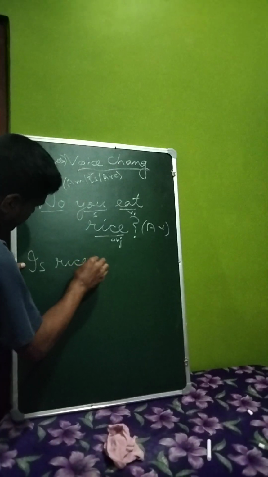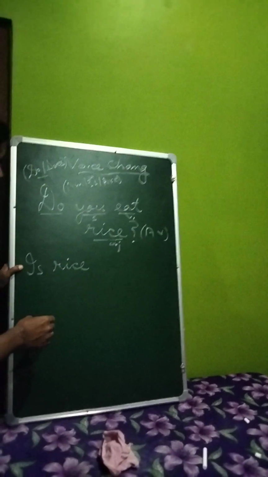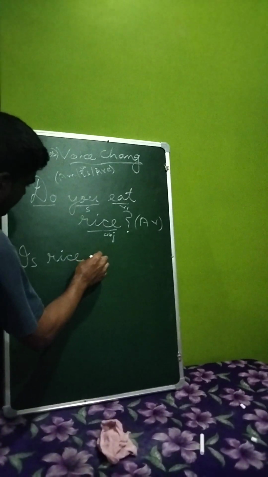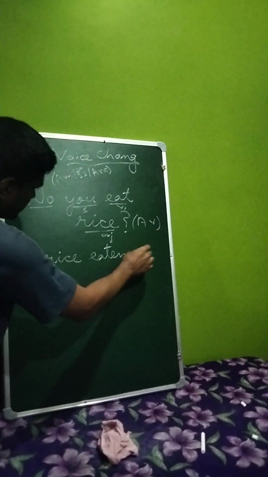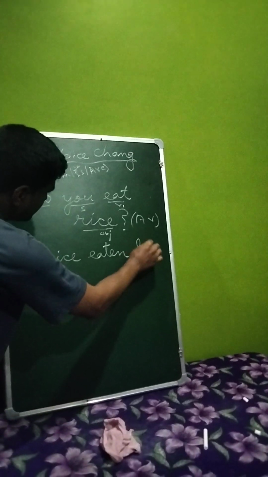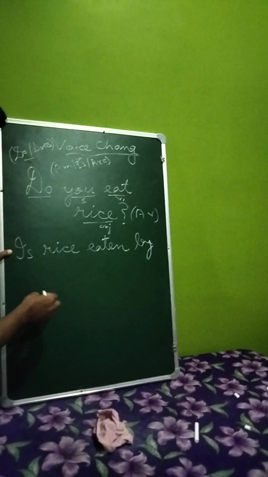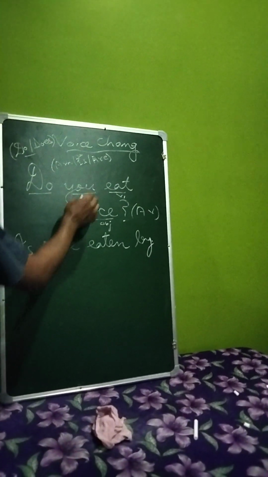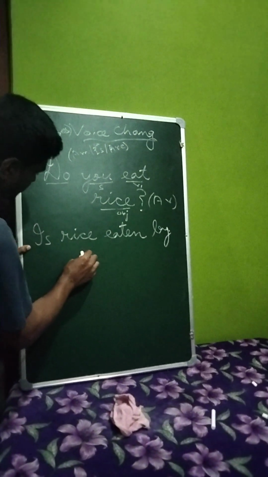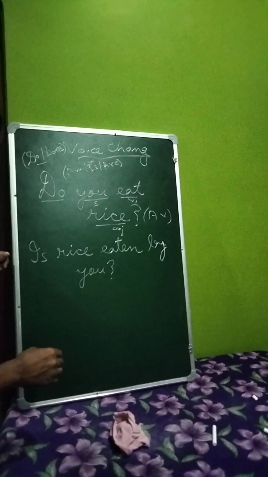Is rice. Then you are to see the verb 1. Verb 1 is your eat, and its verb 3 is eaten. Is rice eaten. Then after that you are to put a preposition that is mostly used, that is your "by" preposition. Is rice eaten by, and you see the subject. Subject is you, so its objective form also is you. So you are to write here you. I think you have understood it nicely.